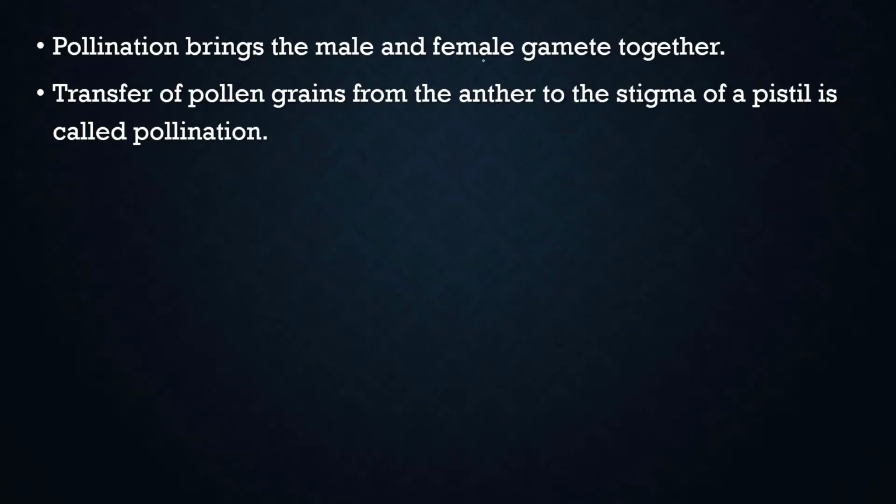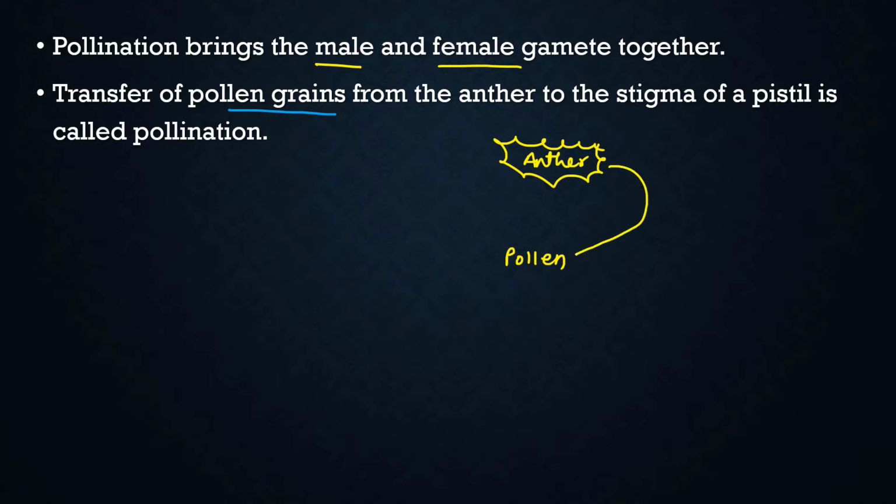So pollination refers to the transfer of pollen grains from the anther to the stigma of a pistil, and that is called pollination, right? And this process is going to bring the male and the female gametes together. For example, you have the anther, and this anther is going to release the pollen grains. When are the pollen grains released? Not always. The pollen grains are going to be released by dehiscence.